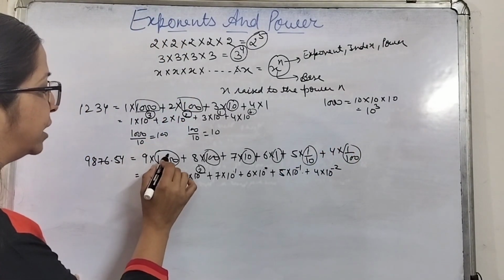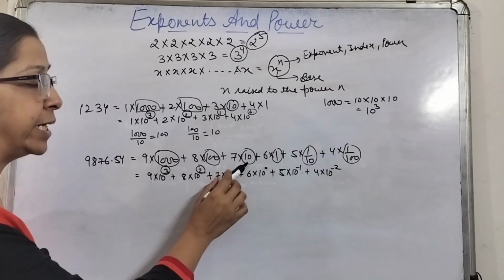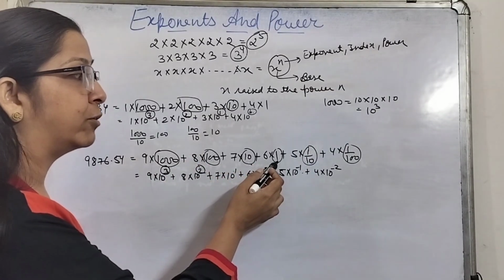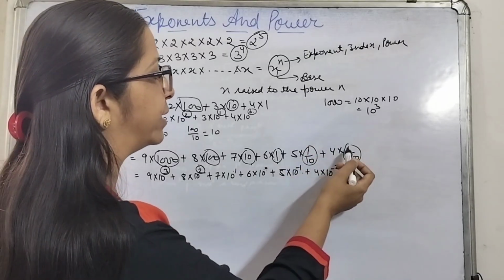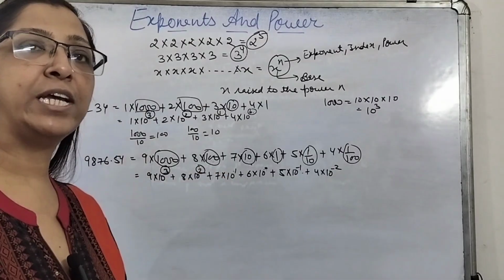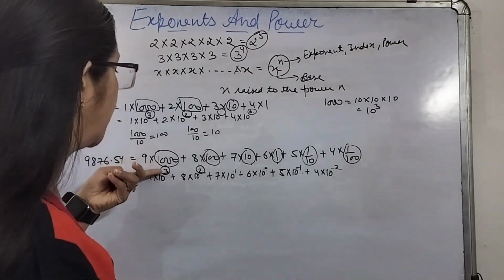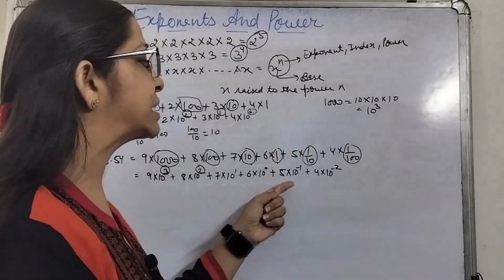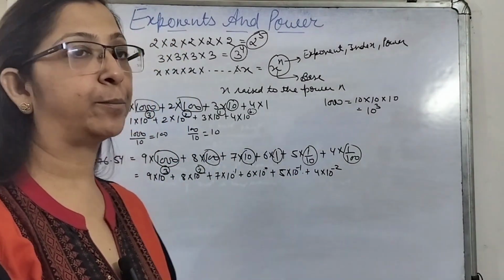From here, 1000 divided by 10 will be 100, 100 divided by 10 will be 10, 10 divided by 10 will be 1, 1 divided by 10 will be 1 upon 10, and 1 upon 10 divided by 10 will be 1 upon 100. So this is the exponential form, and we can see over here, whensoever the exponent or the power of 10 is decreasing by 1, its value is decreasing by 1 upon 10.